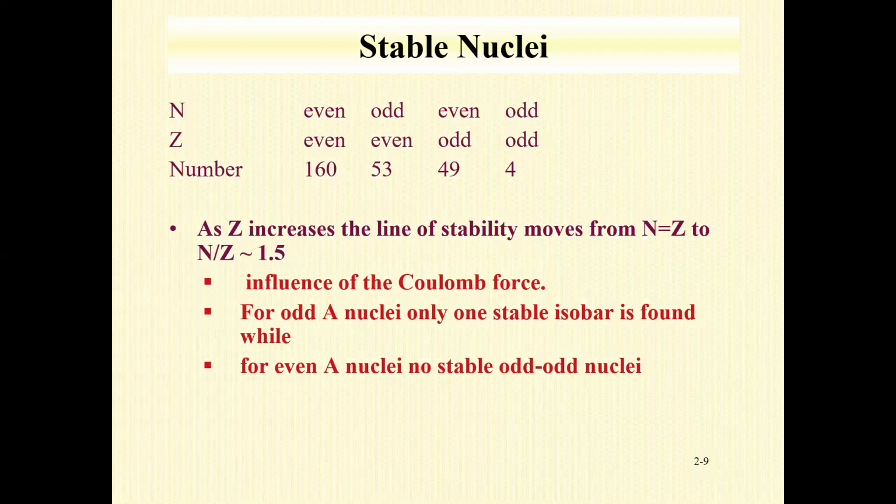So from N by Z equal to 1, if you keep going to higher atomic numbers in the periodic table, then N by Z goes to 1.5. And this is the influence of the Coulomb force. For odd A nuclei, only one stable isobar is found, while for even A nuclei, no stable odd-odd nuclei are found.